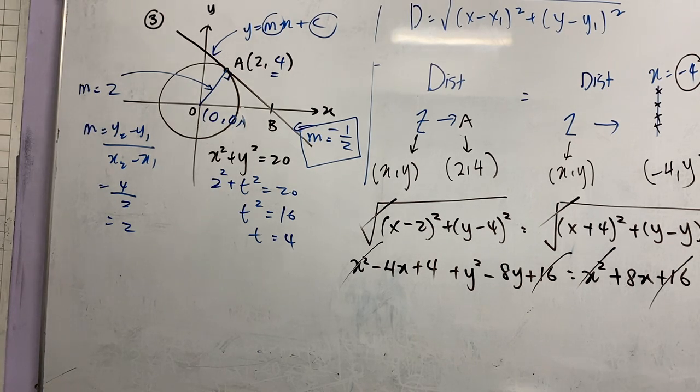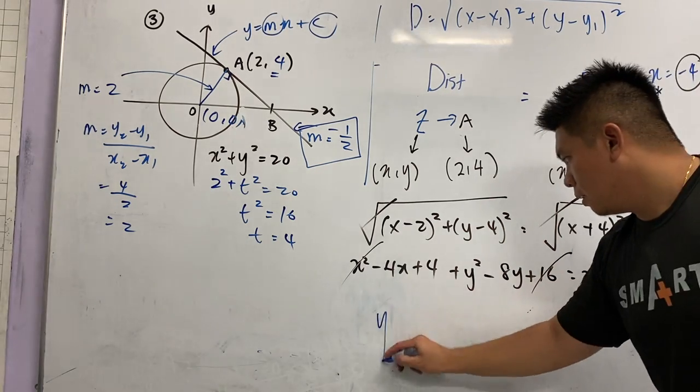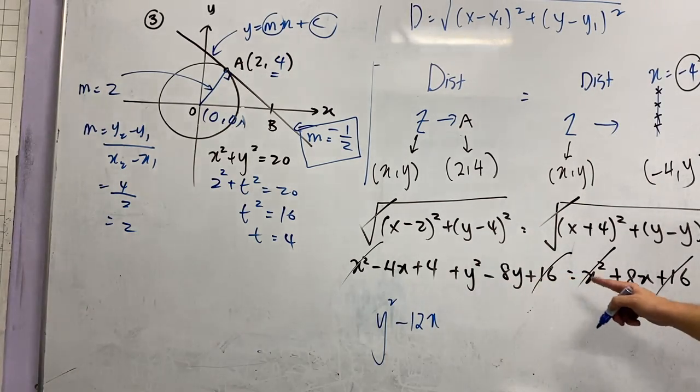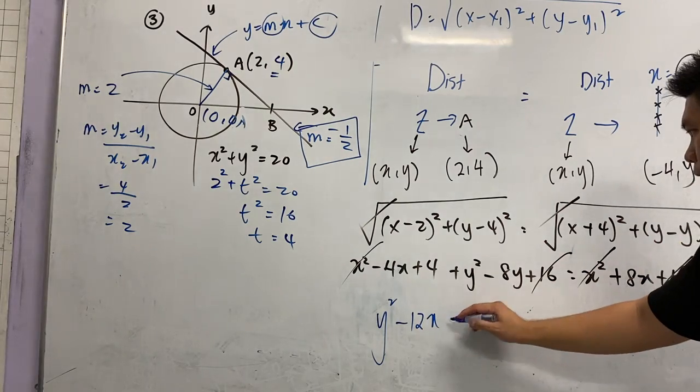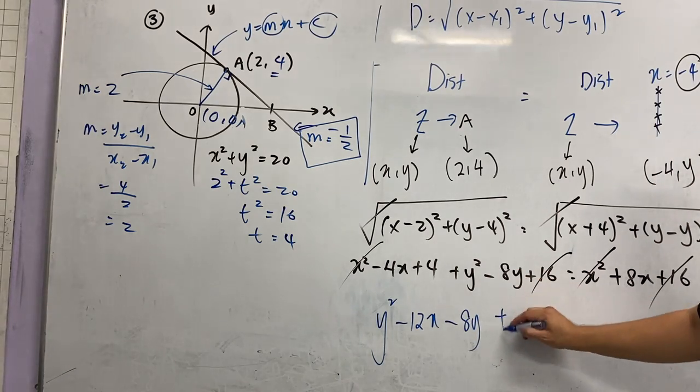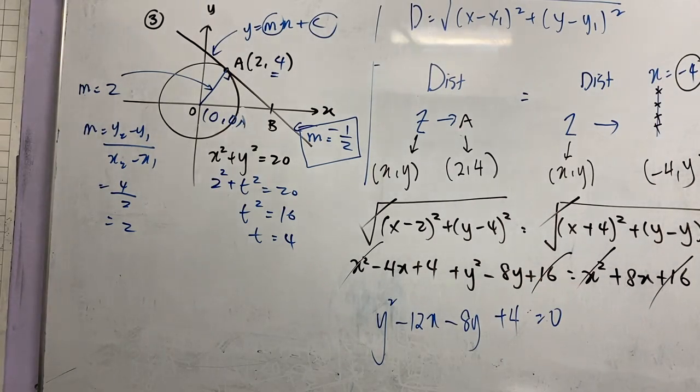Susun dia cara dia macam ni ya. You kena susun x square, y square, x, y lepas nombor. Kalau x square tak ada, kamu susun start dengan y square and then x and then y and then nombor. Plus 4. Okay, so y minus 8y. Tak bad kan? Boleh lah kan?